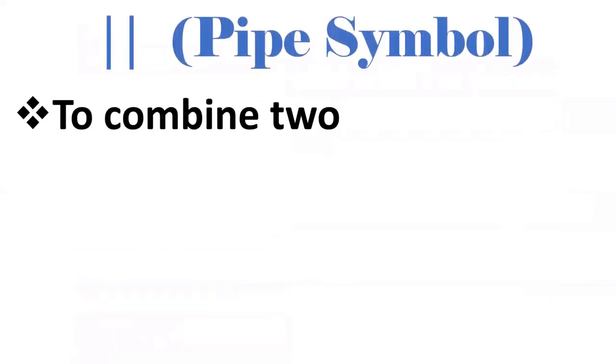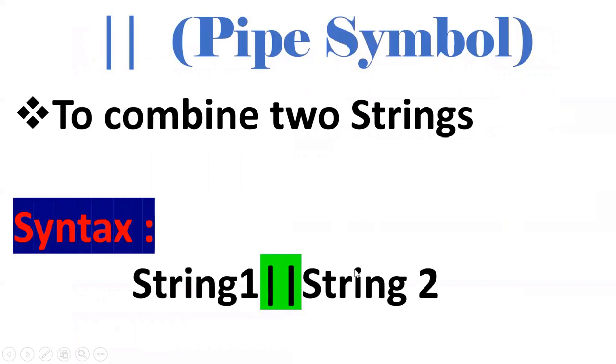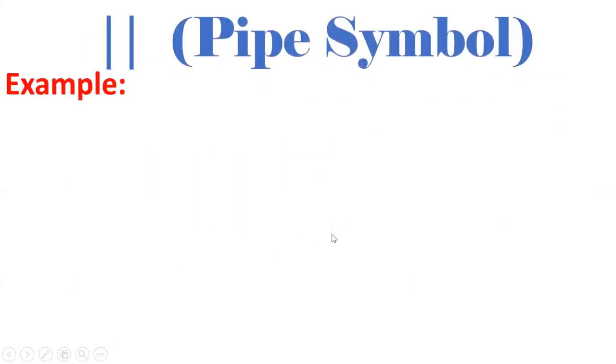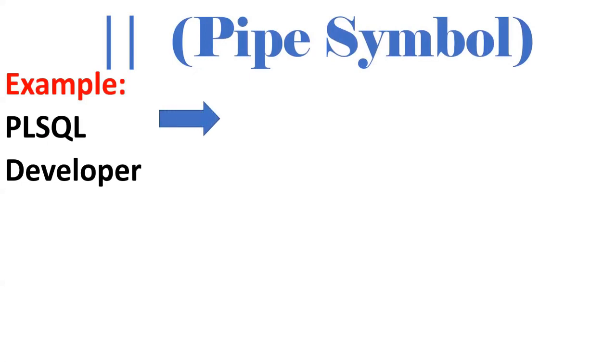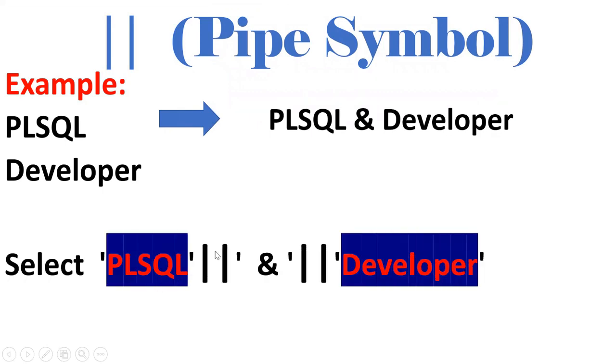First, the pipe symbol. What is the pipe symbol? It is used to combine two strings. The syntax is string one, pipe, string two. If I want to combine two strings, we use the pipe symbol or concat operator. For example, I want to get the output as PLSQL and developer. For this purpose, we write 'PLSQL', pipe symbol, ' & ', pipe symbol, 'developer' from the dual table. If you want to combine two strings, we go for the pipe symbol or concat operator. Hope this is clear.